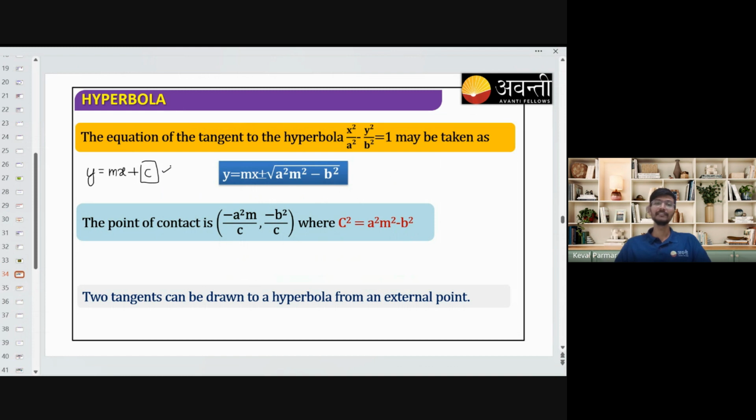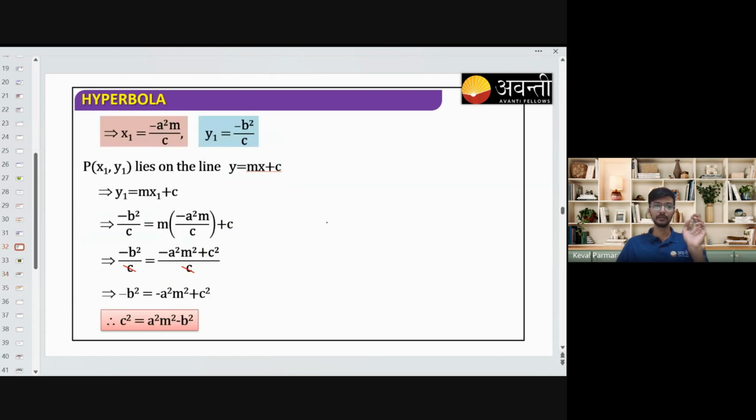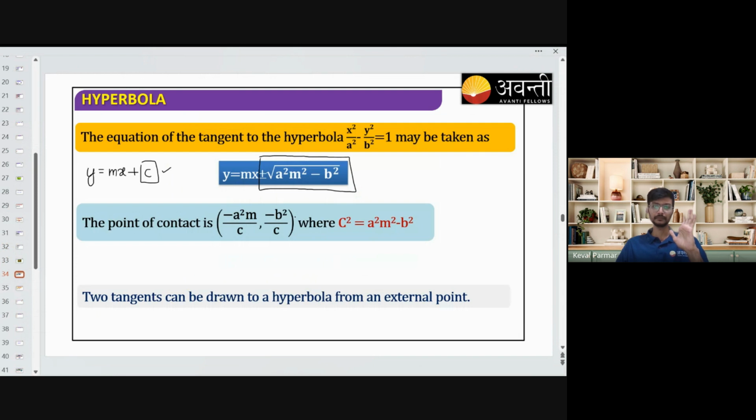So in place of c, we put plus minus a square m under root of a square m square minus b square. After that, we get the point of contact. Please let me tell you, point of contact also we did in the last lecture only. Yeah, this is the point of contact. In the last lecture, we did the same thing. Correct, guys? So here also we did point of contact.